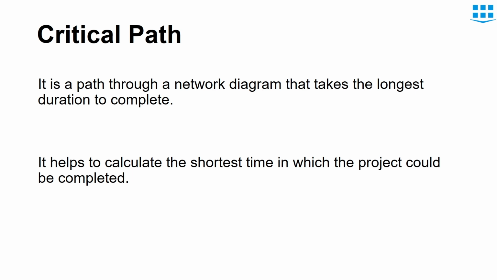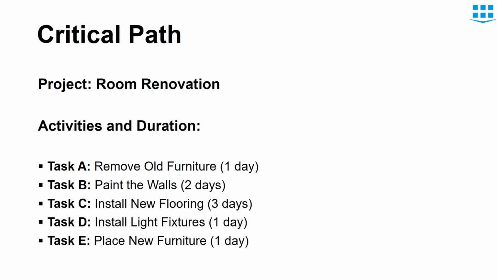So what does that mean? In order to understand critical path, we have to draw a network diagram. This network diagram contains a series of activities organized based on their dependencies. We will create a network diagram of the project room renovation. This is a simple project, and I believe everyone can correlate these tasks, these activities with their daily lives.